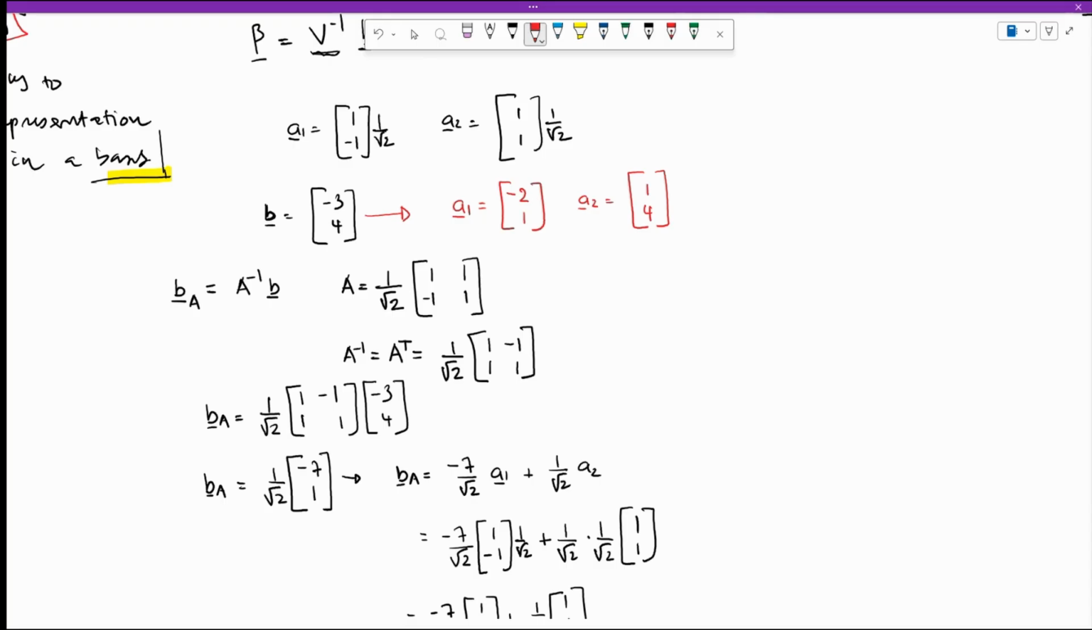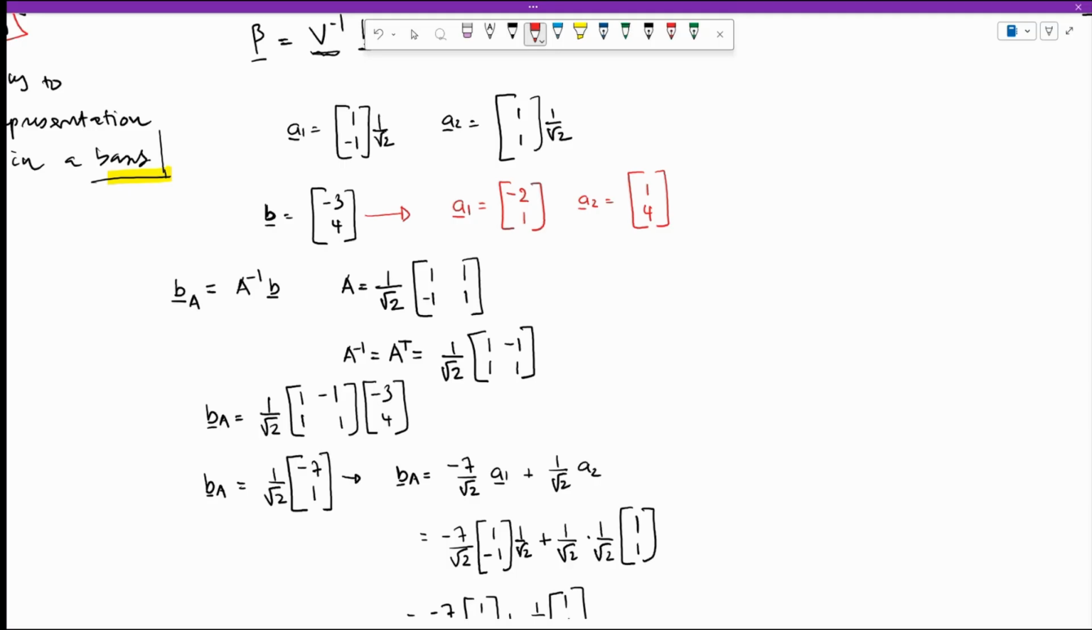What are the two things you need to verify to check if something is a basis? Linear independence, and it must span. Okay. If a set of two vectors are linearly independent, it will span R2. So the only thing we have to check is, are they linearly independent? How will you check if two vectors are linearly independent?